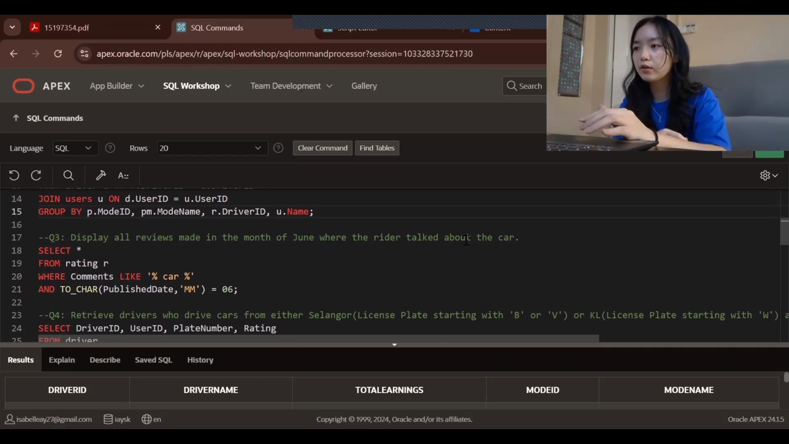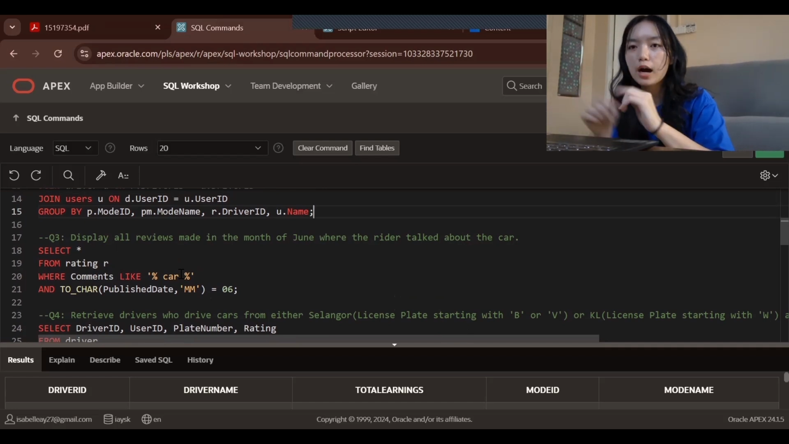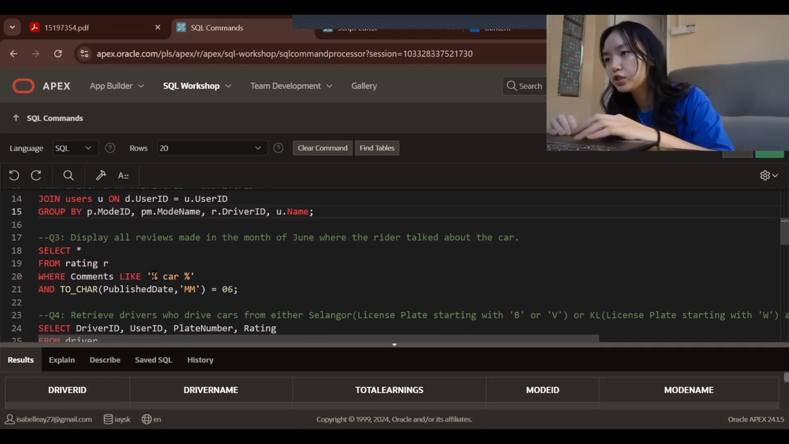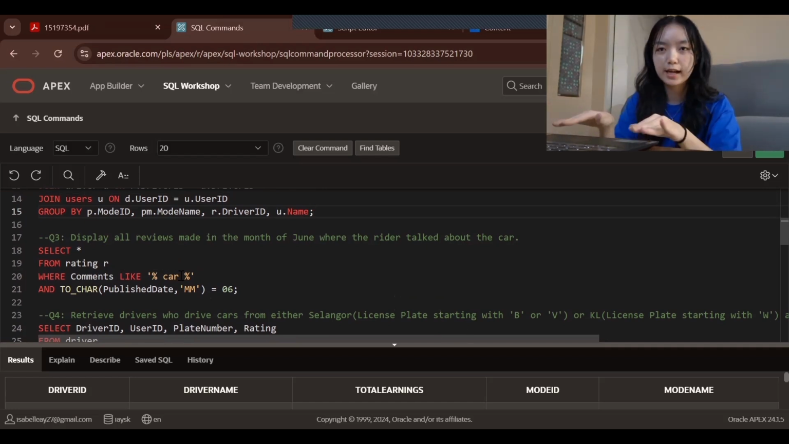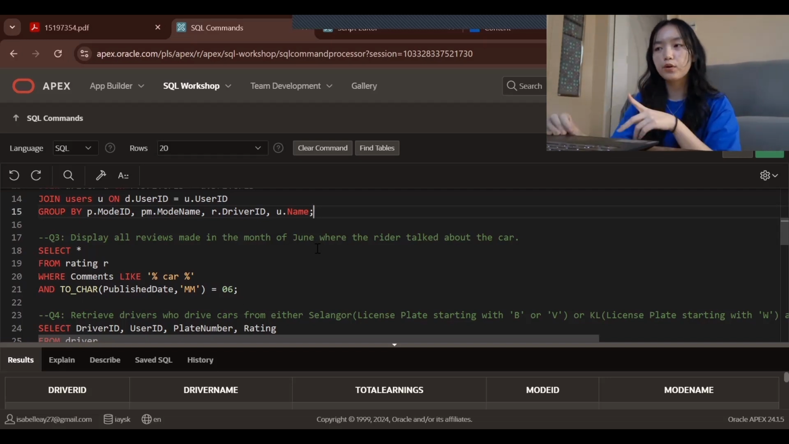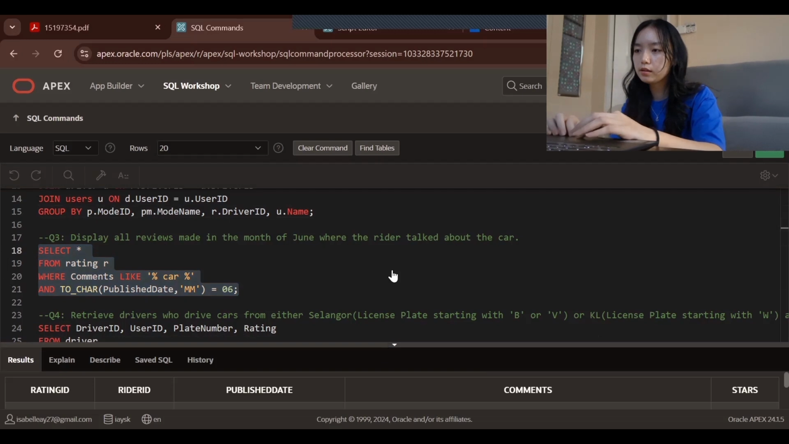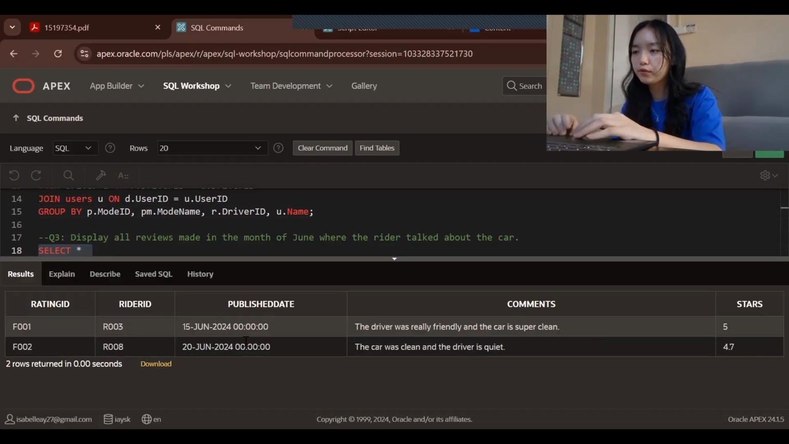So for reviews that talk about car, we wrote a query where the comments, as in the reviews, include the word car. We use the percentage symbol and the word car with spaces so that it doesn't detect words that just have CAR in the middle of them, and specifically the word car itself. We use the word LIKE for string pattern matching, and for the date function, instead of TO_DATE, we use TO_CHAR because it's only specifying one component of the date, which is the month. So this is month 6 for June, right? Let's just run it very quickly to check. Okay, and we have these two, both in the month of June. They mention the car is super clean, car was clean, that's great.